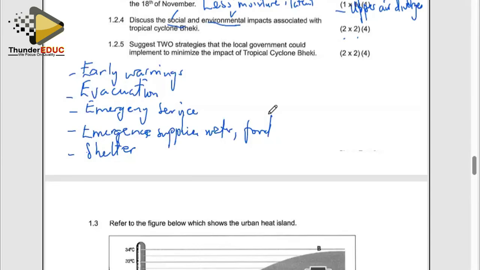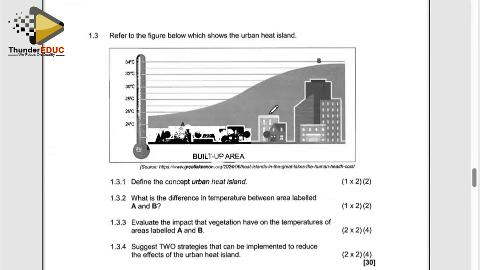Right, that takes us to the end of the second part. Let's go to the third part. Refer to the figure below, which shows the urban heat island. I will basically explain, then we'll answer the questions. We're talking about an urban heat island. Urban heat island, we are saying this is an urban area and the surrounding is rural.